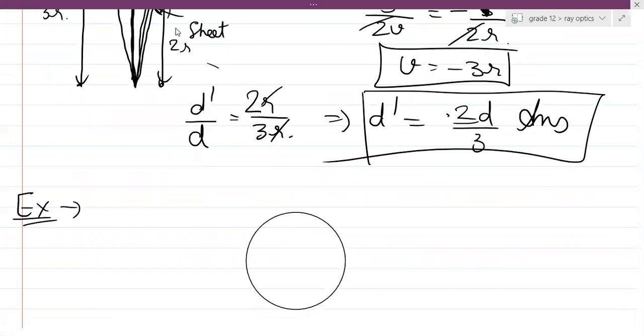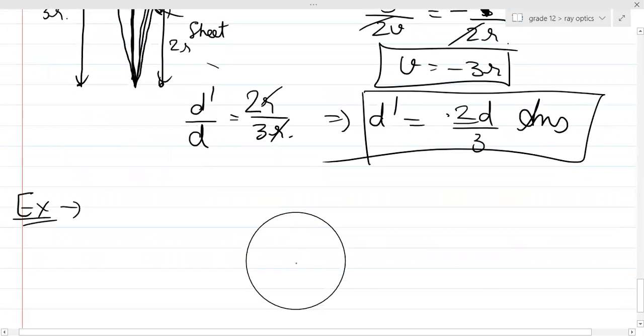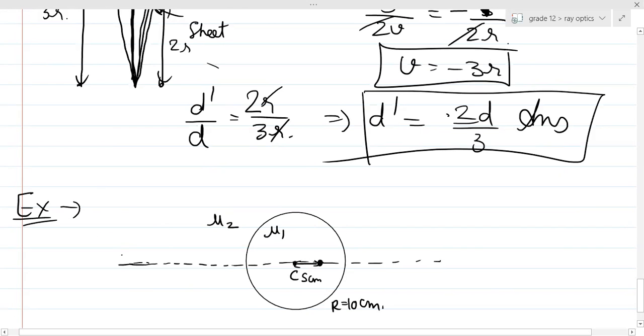So there is again a glassware of radius 10 centimeter, and from the center of this glass at a distance of 5 centimeter there is an object, right? This is mu1, this is mu2, and this is the principal axis or optical axis, whatever you want to say. Now the observer is over here, watching from this angle in the medium 2, right?